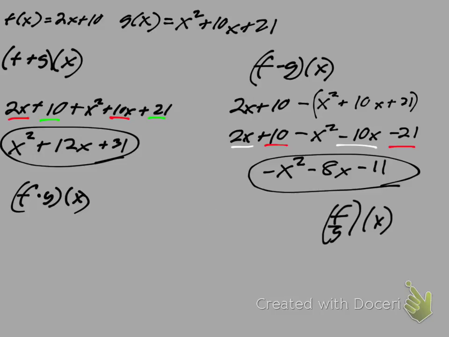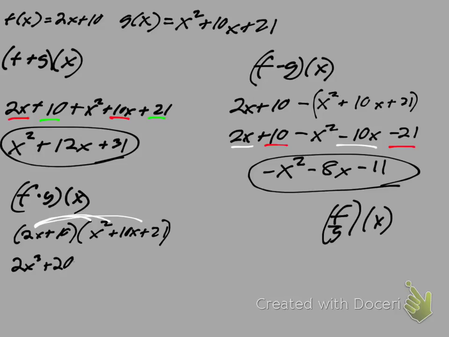All right, f times g. This one's going to be a little rough. 2x plus 10, foiled out with x squared plus 10x plus 21. Oh boy, here we go. 2x goes to all three. So we get 2x to the third plus 20x squared plus 42x. And then we take the 10 to all three. So 10 times x squared is 10x squared. 10 times 10x is 100x. 10 times 21 is 210. You guys did a good job picking numbers.